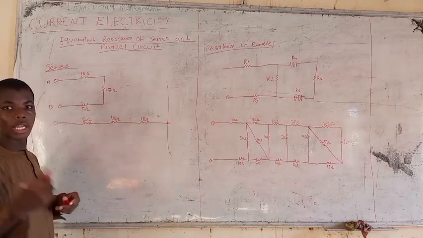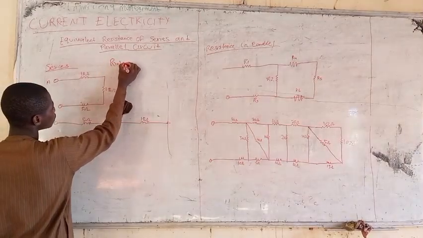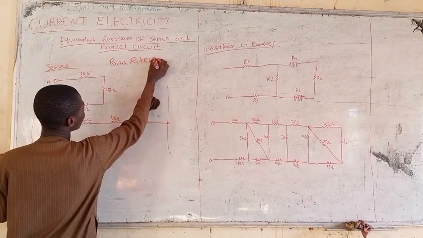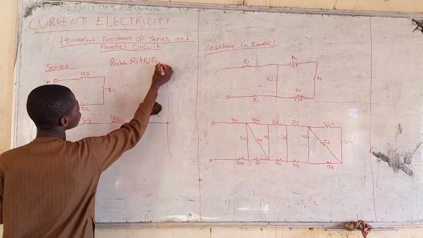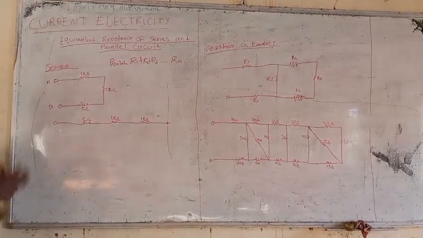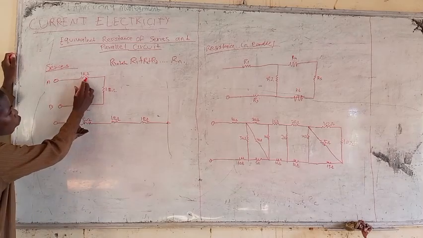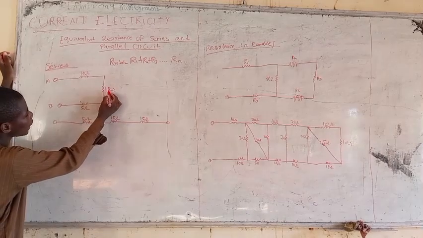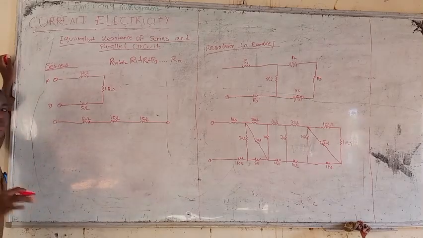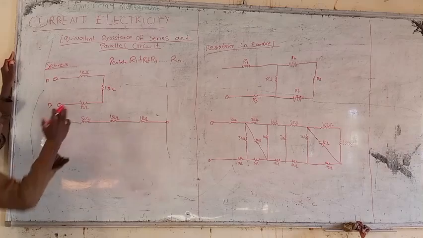Let's recall our formula for resistance. R total is equal to R1 plus R2, R3, up to Rn. From the first question, we have 10 ohm, 13 ohm, and 5 ohm. The question is asking us to find the equivalent resistance of the series circuit.